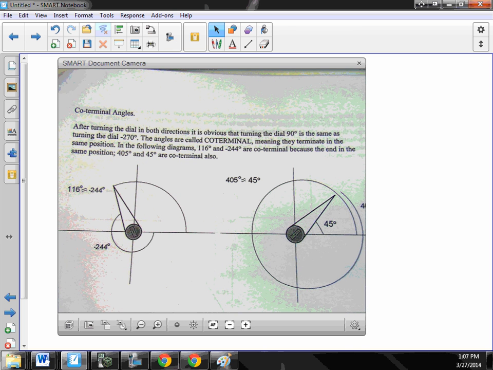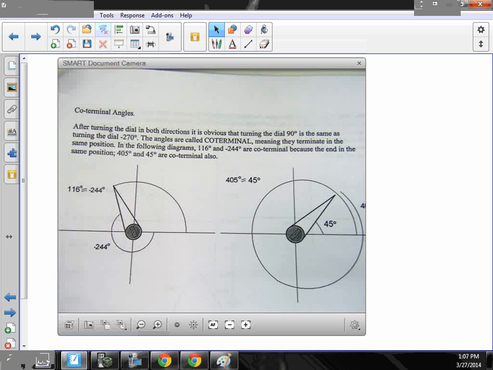So go through, fill out the first column, the one on the left, take the given angle and state a positive coterminal. On the column on the right, give a negative coterminal angle. It's really easy.